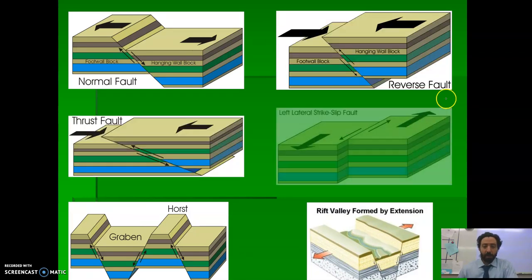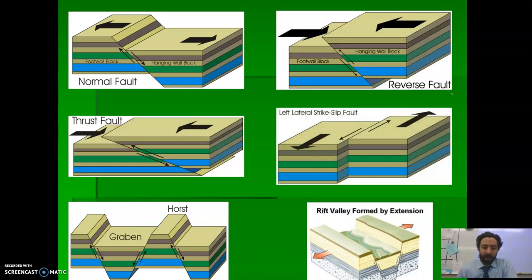Just end with this picture of all of them. So this is the quick video on plate tectonics. Hopefully it's more of a review than anything, but as always, come into class with questions and I'll be happy to answer them.